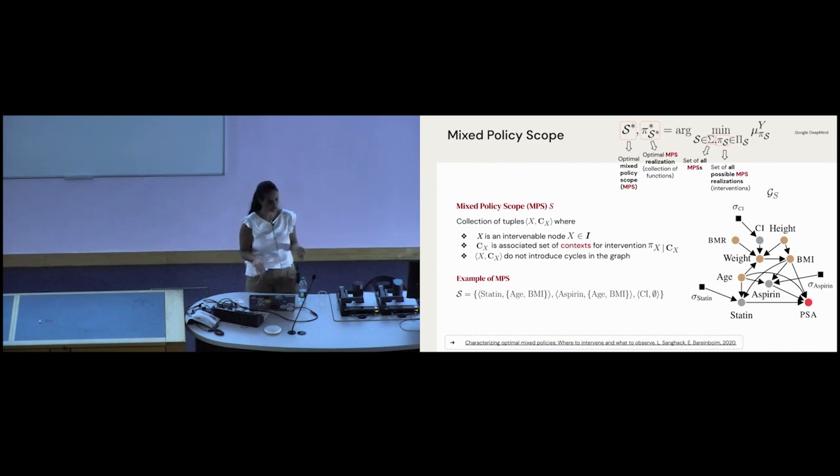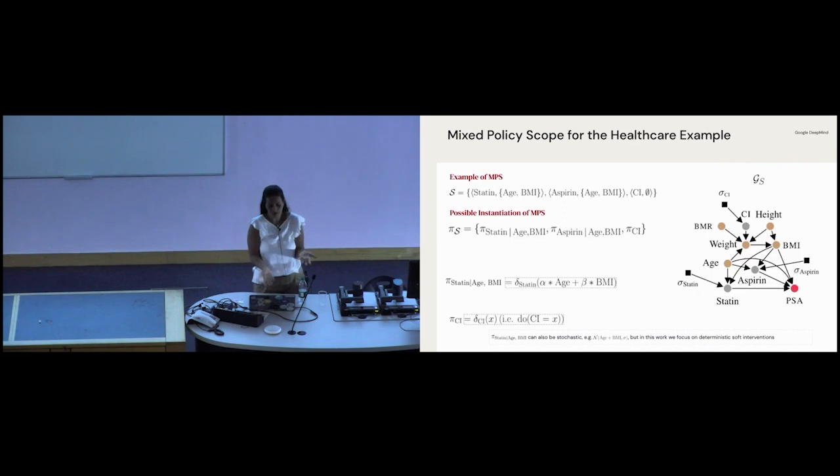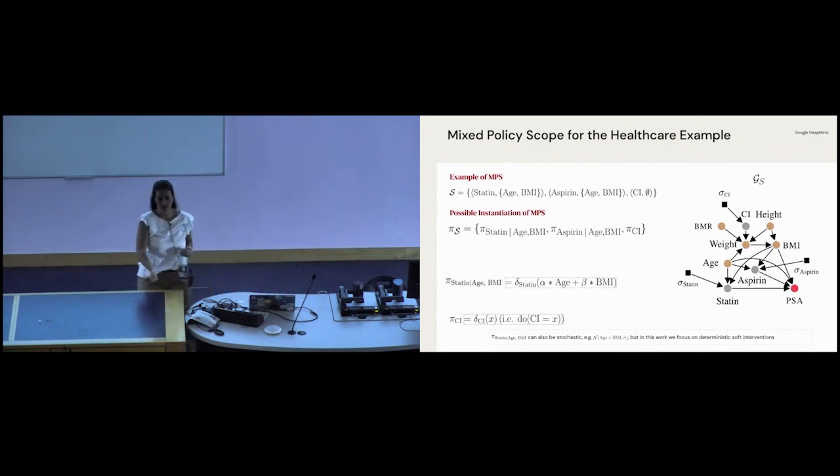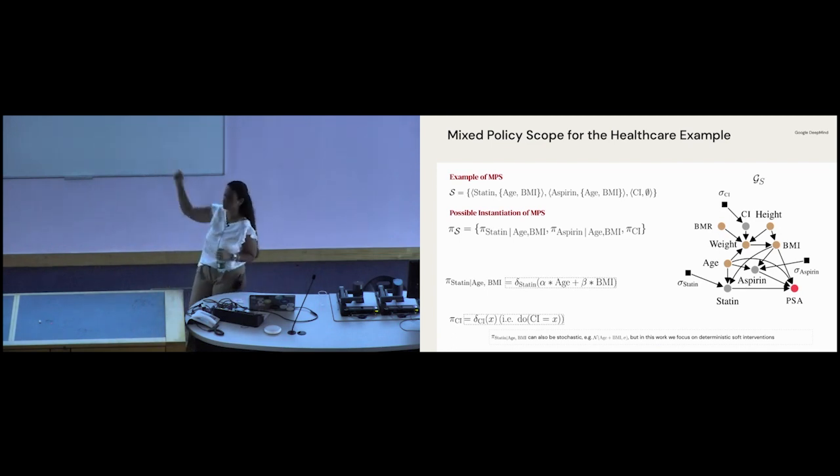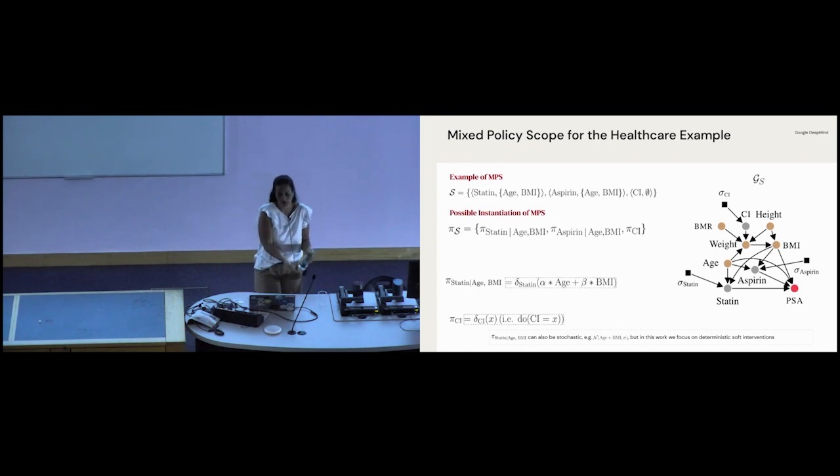The search space explodes, so we'll have to do something exploiting the graph, again, to reduce the space. So this is the search space: instead of having intervention sets, you have mixed policy scopes. And then what is the value in this case? Well, the value is a collection of functions. Instead of having a value, let's say calories intake 1 or statin 1, what you have now is a function, small pi, of statin given age and BMI, that tells you for every value of age and BMI what value of statin you should assign. And you can then also do the hard intervention case as we were doing before.